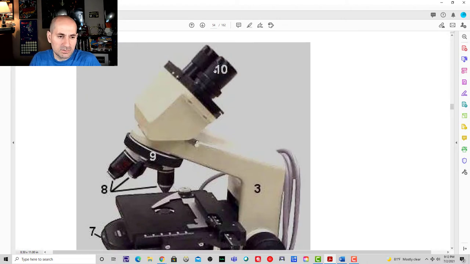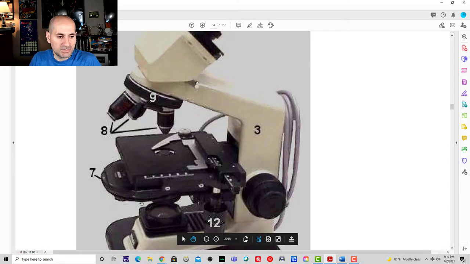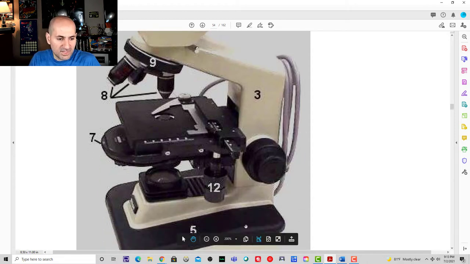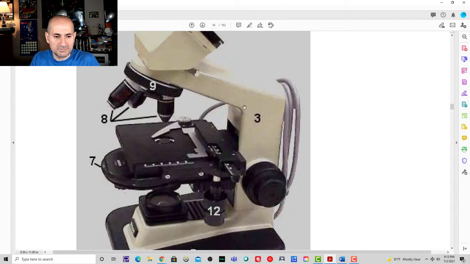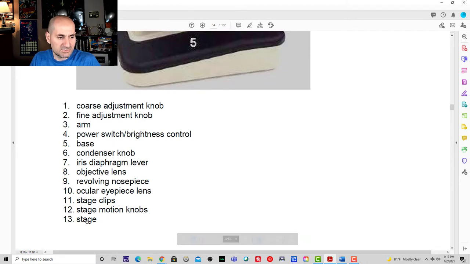10 is the ocular lens, and don't forget the magnification of the ocular lens is 10x. 9 is the rotating nose piece. Again, 8 is the objective lenses. Number 7, depending on what it's pointing at, this whole thing is the condenser, which focuses a cone of light onto the specimen. If it's pointing specifically at that tiny lever that slides left and right, that's the iris for restricting the light. Number 5 is the base, I believe. Number 12 are the stage adjustment dials. Number 3 is the arm of the microscope. Please know the parts of the microscope, and here they're actually labeled for you.